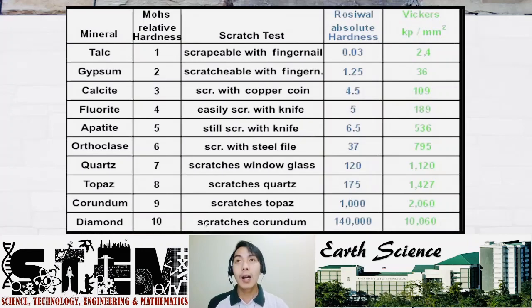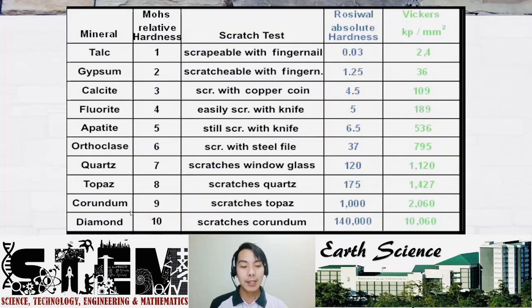Basically, number 10, the hardest mineral, we have there diamond. So diamond can scratch all other minerals. Being one of the hardest minerals, it can scratch all other minerals. But then, for example, a corundum with hardness level 9 only cannot scratch a diamond.